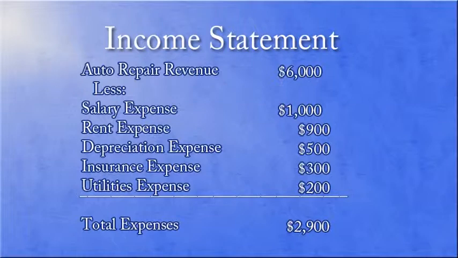From the income statement on the slide, we can see that the business had a profit or a net income of $3,100 for the month. This is because the revenue exceeded the expenses by that much. Had the expenses been larger than the revenue during May, there would have been a loss.